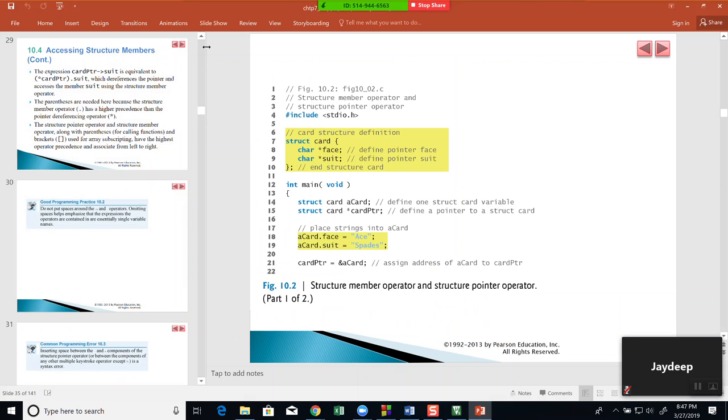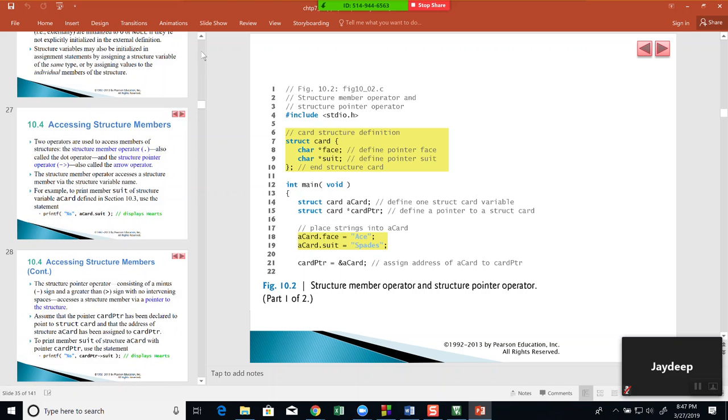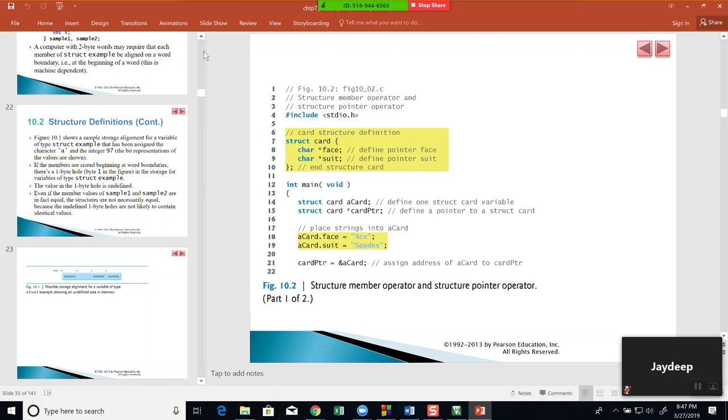That's really about all I want to get there. I just wanted to introduce the idea of a structure because there's quite a bit here in this. This is a harder section.